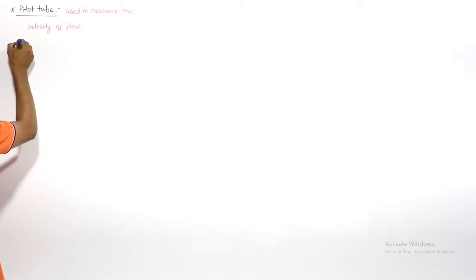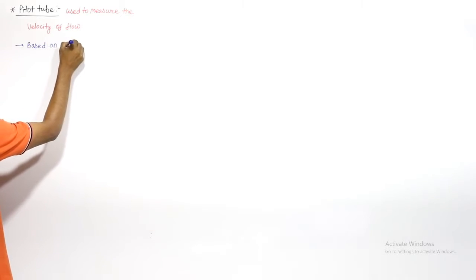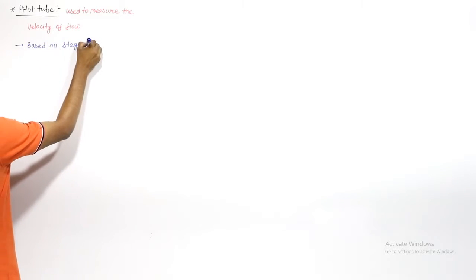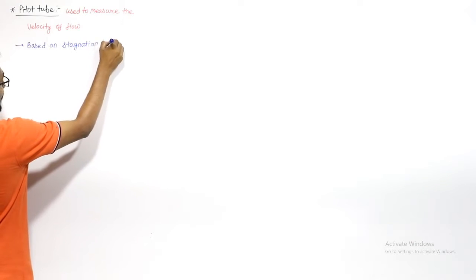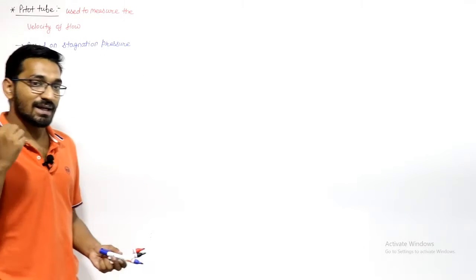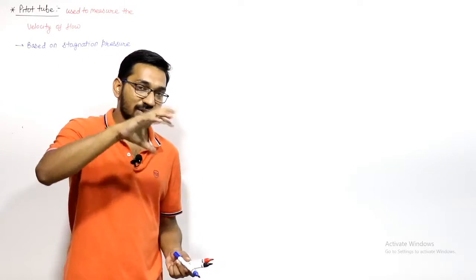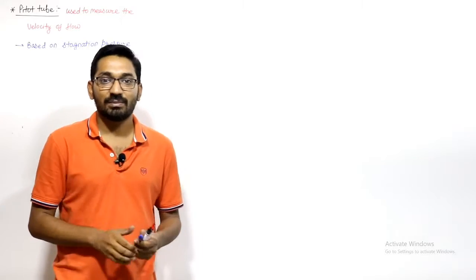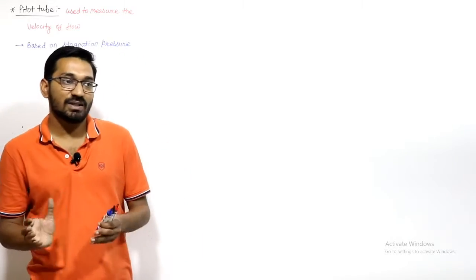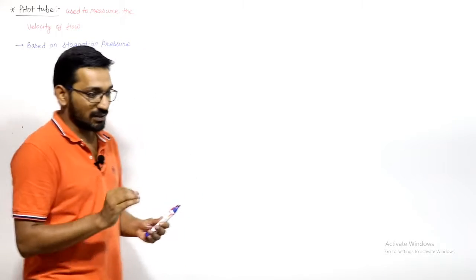And the pitot tube is based on the stagnation pressure concept. We already saw the difference between static and stagnation pressure. Stagnation pressure is the pressure at a point if you decelerate a fluid to zero velocity isentropically. When complete kinetic energy is converted into pressure energy, the total pressure is known as the stagnation pressure.